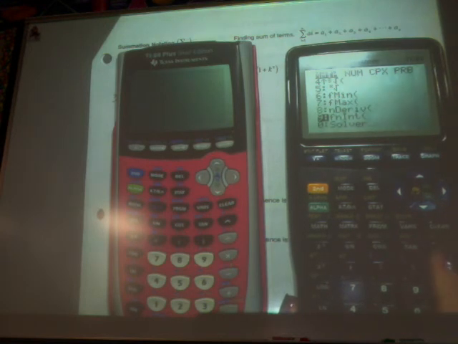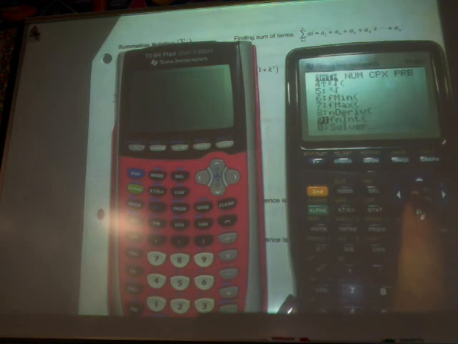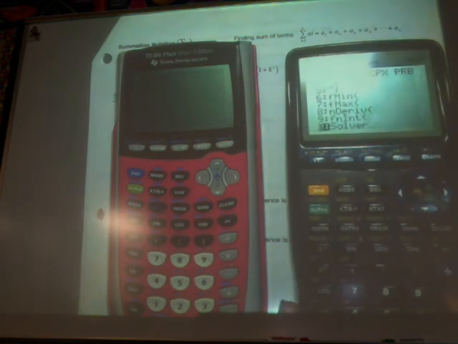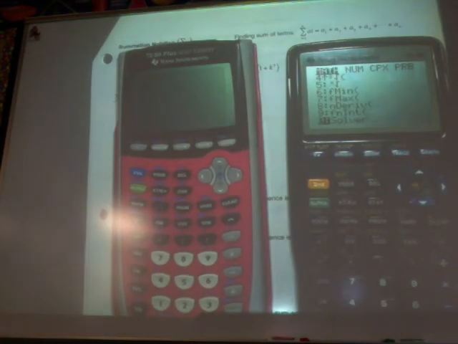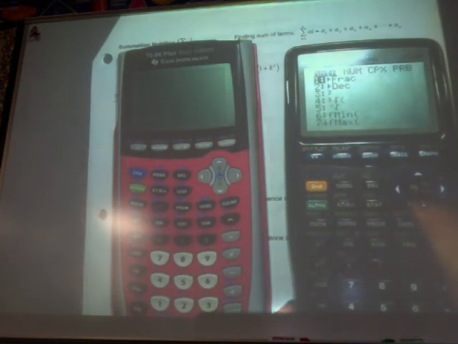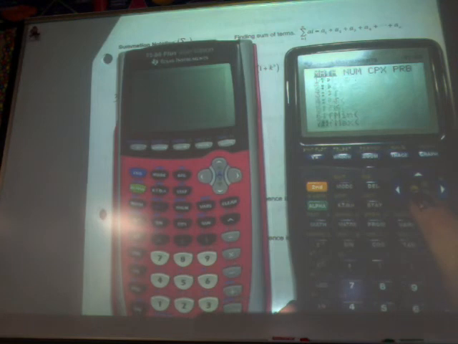Do you not have it at all? Oh, you unlucky ducks. Is it solver maybe? Maybe. I don't know. Did you try that? Yeah. I don't know. I'd have to look at your older calculators to really figure it out. That's it? That's all our only choices?